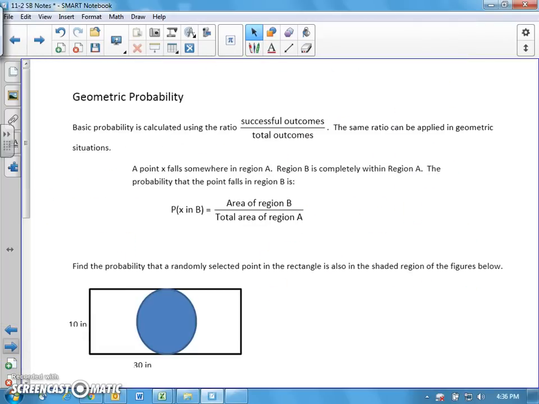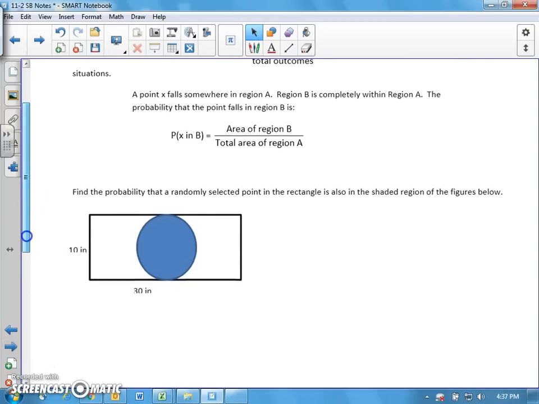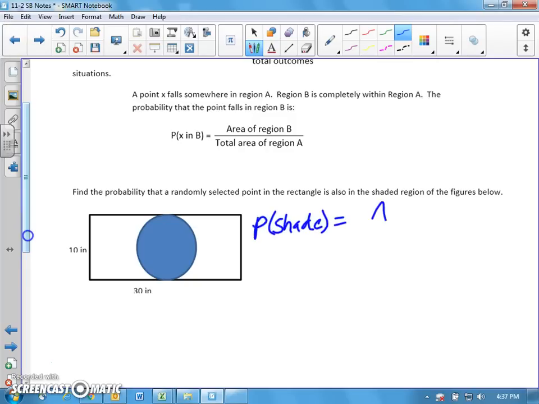The last part we want to talk about is geometric probability. Basically what happens here is we find the area of the shaded region, the region we're wanting as a success, and we divide that by the area of the whole thing. So if you're looking at this rectangle here, the probability that it falls in the shaded region is going to be the area of the circle, which is our shaded region, over the area of the rectangle.